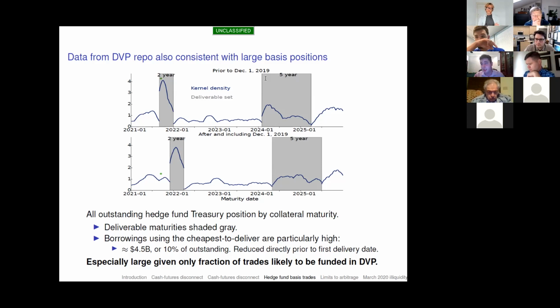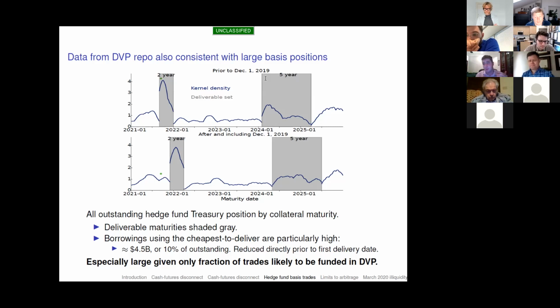And this is surprisingly large, given the fact that DVP is likely to only represent a small fraction of total hedge fund borrowing. And so this is, again, suggestive of the fact that not only are we seeing these large positions that match the stereotypical balance sheet of a basis trader, but we're also seeing security level evidence that their trading patterns align with what they should be if they were basis trading. So all of that suggests the size and importance of the basis trade amongst hedge funds.